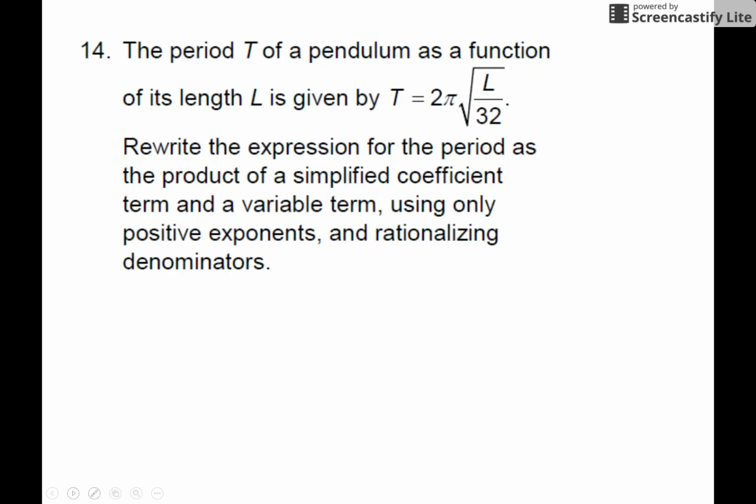Onwards. Number 14. This one's going to take a little bit of work here. All right, we have the period t of a pendulum as a function of its length L is given by the equation. Rewrite the expression, that's important, that's what we're doing. Rewrite the expression for the period as the product of a simplified coefficient term and a variable term using only positive exponents. We want positive exponents, and we are going to rationalize the denominator one more time. So those are the key parts there. There's a lot more there about coefficients and variables, and we're not going to focus too much on that. I'm really more interested in, can we rewrite the expression?